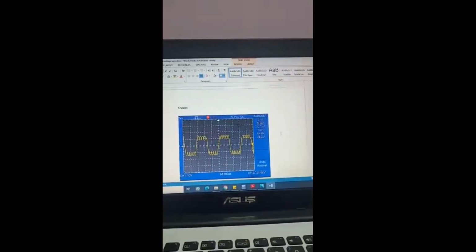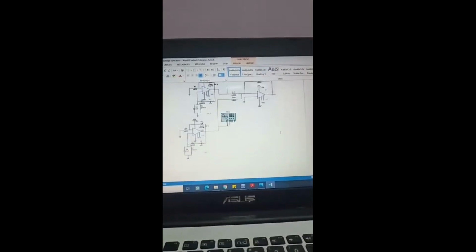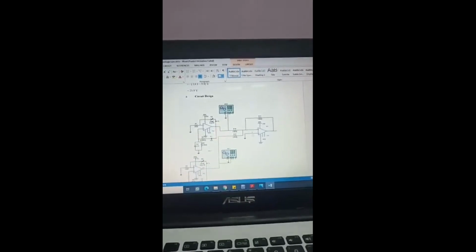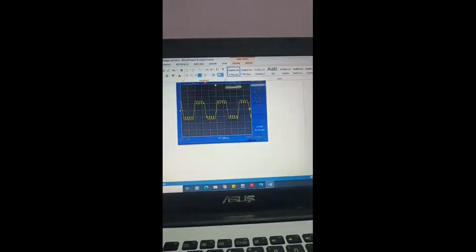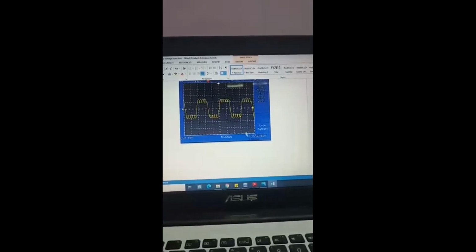This is the calculation, and this is the output we found from the simulation in Multisim. This is the output. Next, given is an active low pass filter, second order Butterworth response. The given cutoff frequency is 8 kHz. From the Butterworth response, we know that for the second order, R3 over R4 equals 0.586.